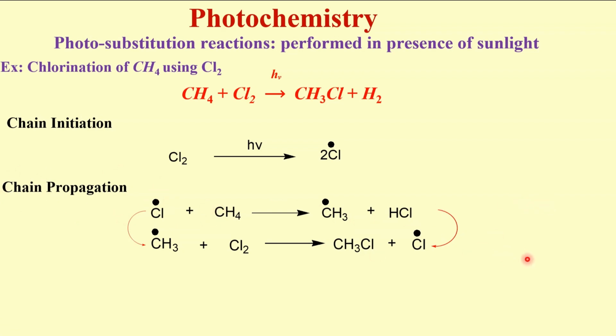When all the methane gets used up, then what happens? The chain gets terminated. That's why it is named as chain termination. The two chlorine radicals combine together to give rise to chlorine and the reaction gets terminated. When all the methane gets exhausted, the chlorine radicals combine again together to give chlorine molecule and there the reaction stops.